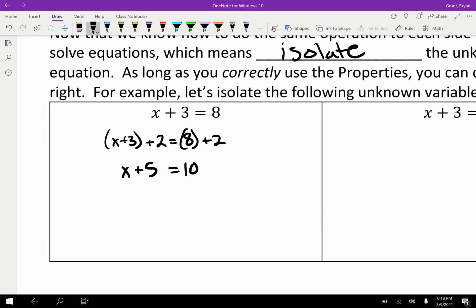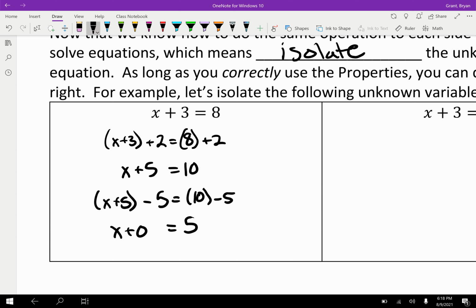So we might think, well, wait, 5 is adding to x. Couldn't we do the opposite of adding? Isn't that subtraction? And we could do something like this. I'm going to subtract 5 from each side. Drop the parentheses. 5 minus 5 is 0. 10 minus 5 is 5.